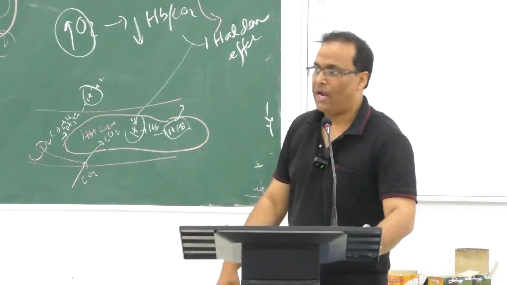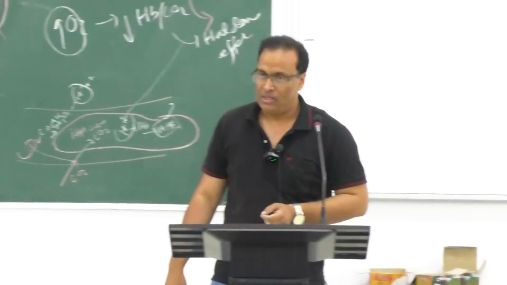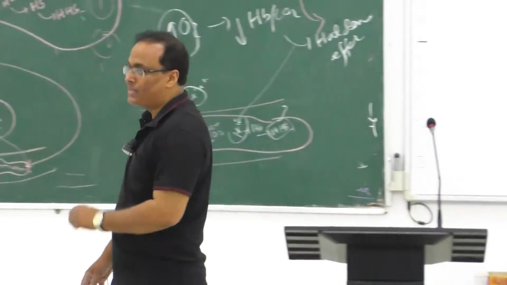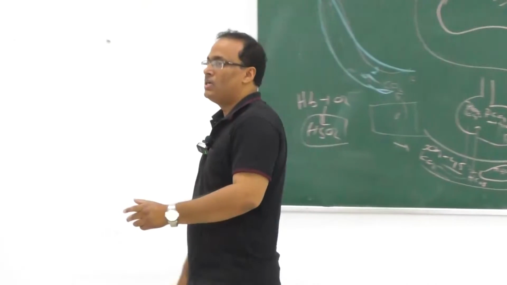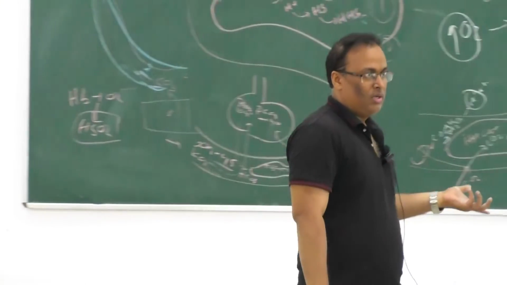Now this carbon dioxide, inside the RBC, bicarbonate has to enter, because the RBC has the carbonic anhydrase enzyme. So the bicarbonate combines with H plus, CO2 is released, then simple diffusion is going on.